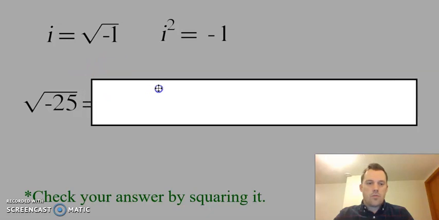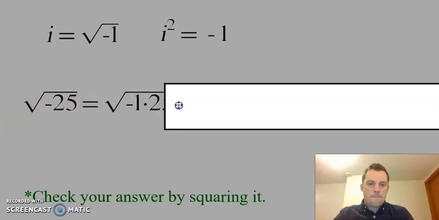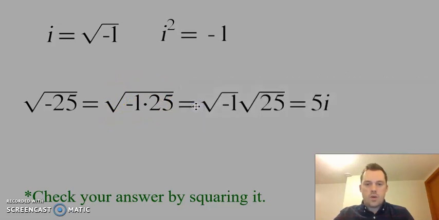So let's say we're trying to factor this here, the square root of negative 25. Well, if it was just the square root of 25, I know that would be 5. But we have to factor out that negative 1, because the square root of negative 1 represents i. So the square root of negative 1 is i, the square root of 25 is 5, and so we get 5i. That's how we would write that, okay?